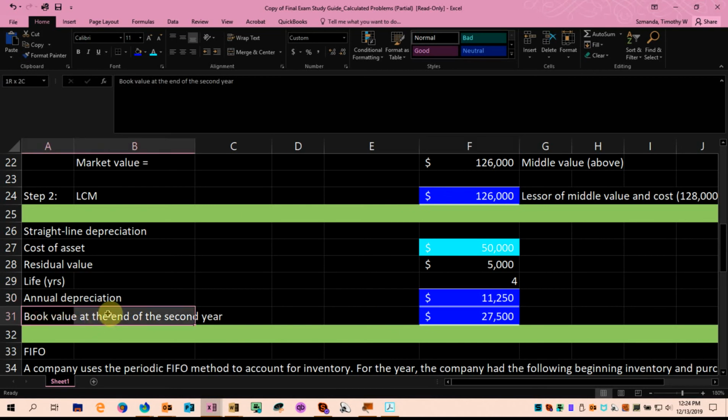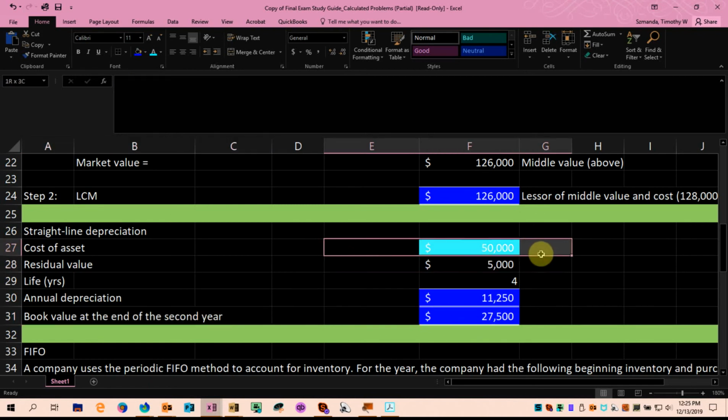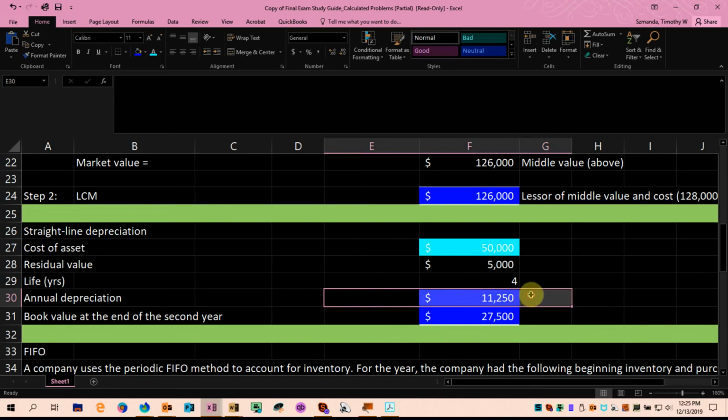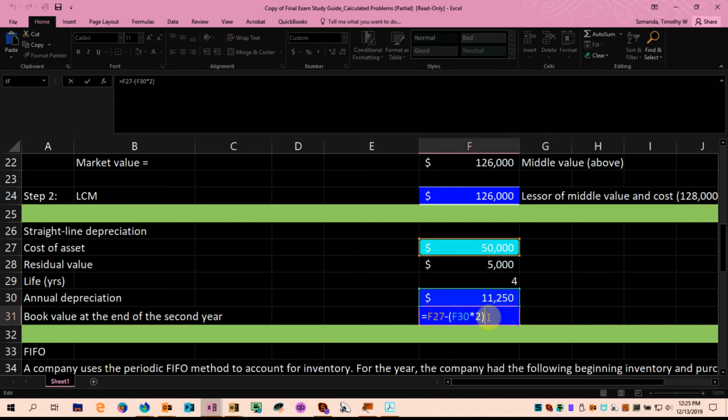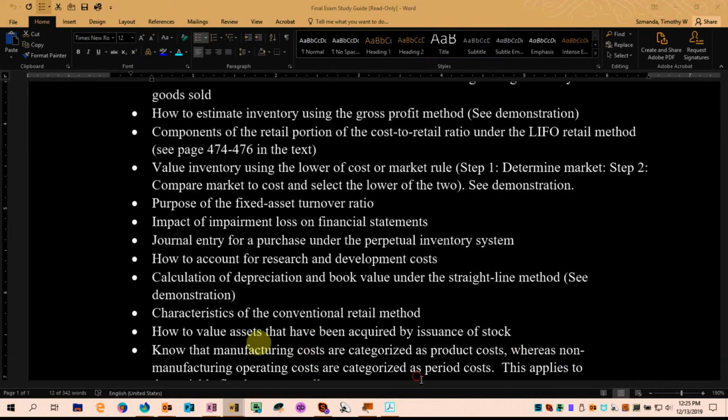Then it also wants to know what is the book value at the end of the second year. Well, the book value at the end of the second year will be your $50,000 minus $11,250 minus $11,250 for 2 years. Once you take the $50,000 and deduct the 2 years of depreciation, you'll wind up with your book value at the end of the second year.